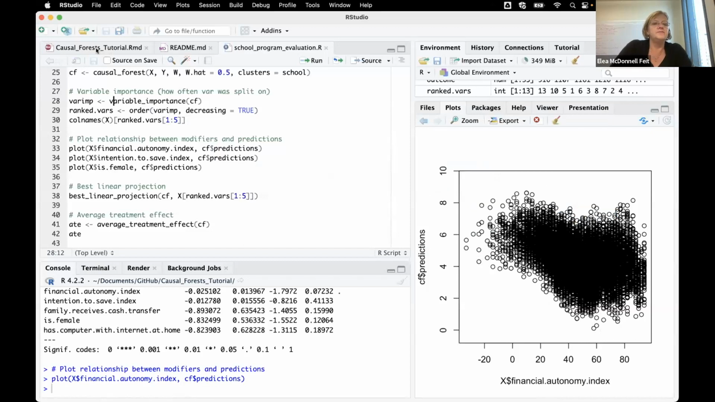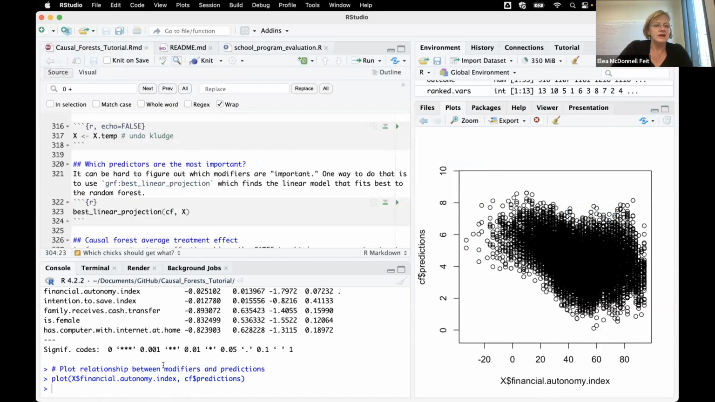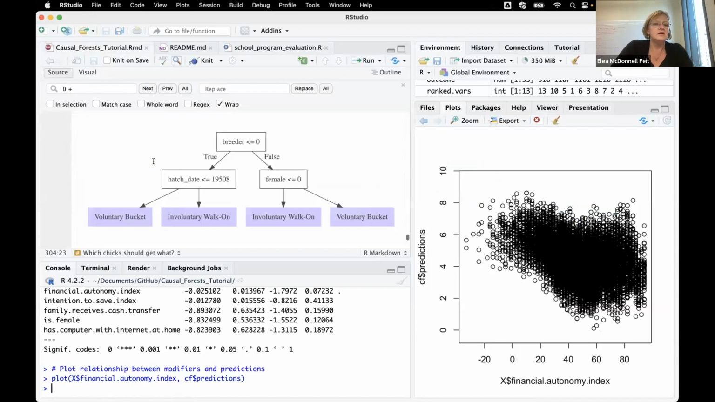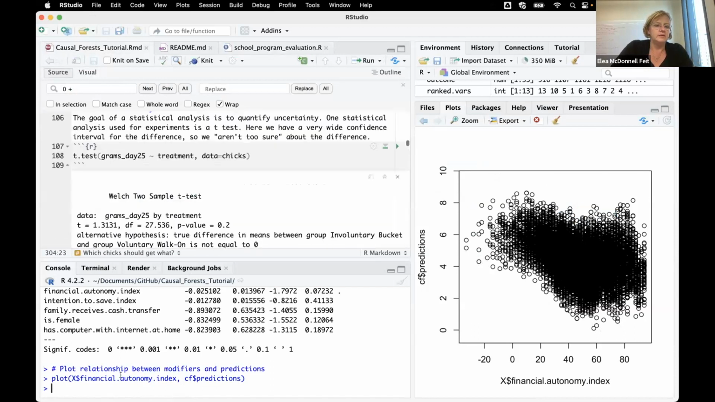So let's see, I have, well, can you guys see that at the bottom of my screen? I should make it bigger.